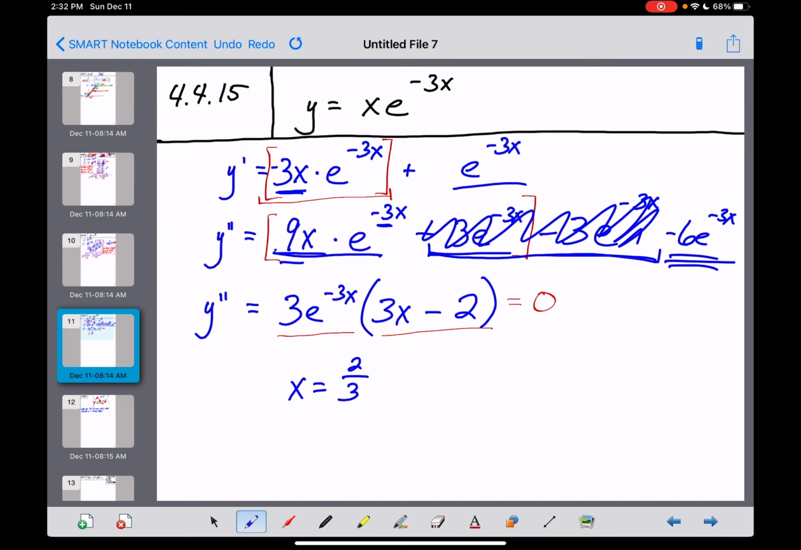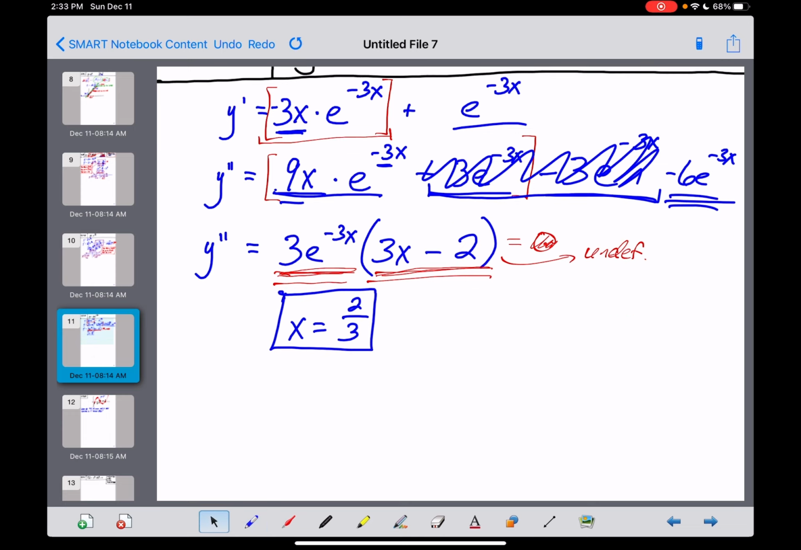Now, the other thing you should definitely be thinking about is, is that second derivative ever going to be undefined? And the answer to that is no. An exponential function has an unlimited domain, all real numbers. Same thing with 3x minus 2, and anytime you multiply a real number times another real number, you're always going to get another real number. So that x equals 2/3 is the only potential point of inflection that we have found so far.